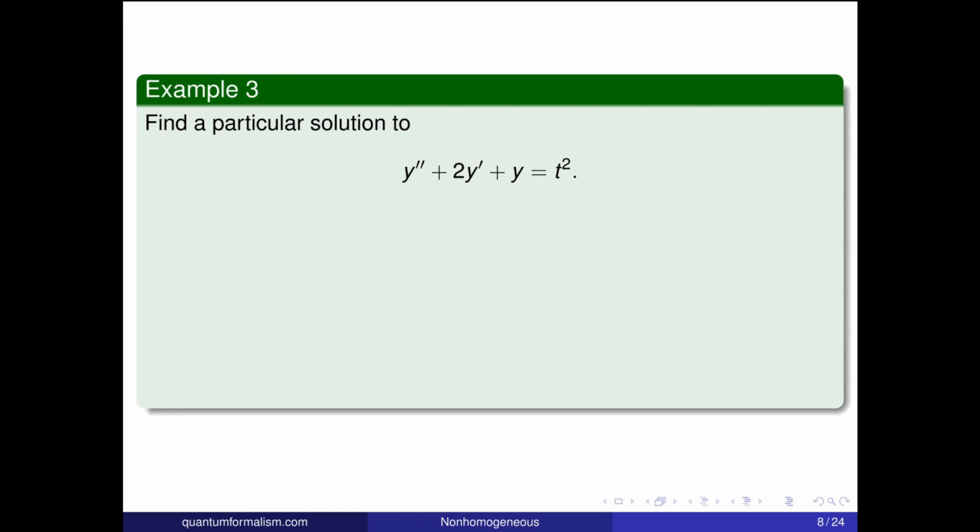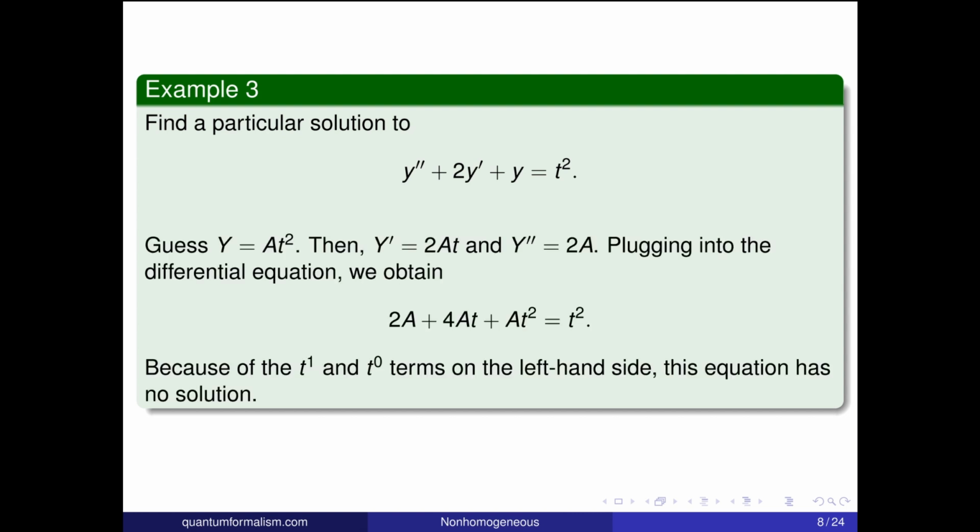All right, so same left-hand side again. Now let's try a t squared on the right-hand side. And you might try just guessing a constant times t squared, but you're going to run into a similar issue, right? When you take a derivative, you'll get 2a times t, and then the second derivative will be 2a. So you'll have t squared terms, t to the first power terms, and t to the 0 power terms showing up in your differential equation. And there's no way you're going to make that work with just one undetermined coefficient.